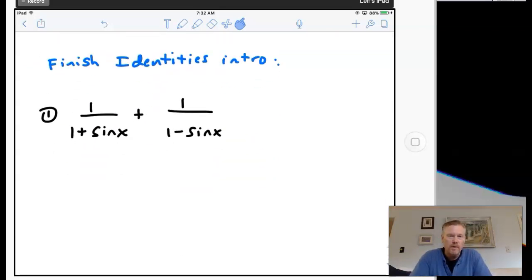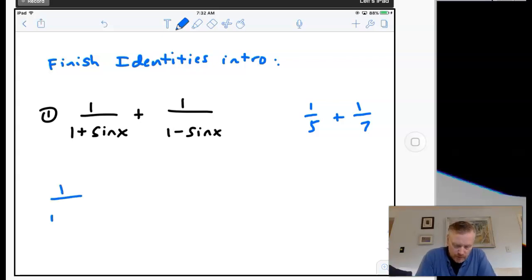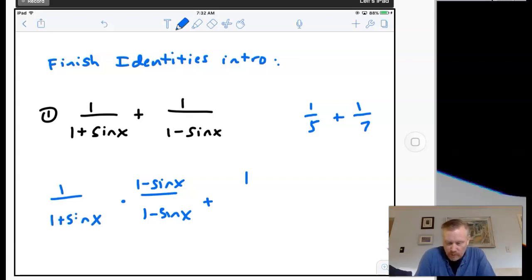If I was looking at this one and I wanted to combine these, I need to get common denominators, okay? Which means, the most basic of common denominators is when you multiply. If I had 1/5 plus 1/7, I'd multiply the left one by 7 over 7 and the right one by 5 over 5. So I'm going to multiply this one here by the 1 minus sine x over 1 minus sine x. The other one I'll multiply by the other denominator, which is 1 plus sine x.